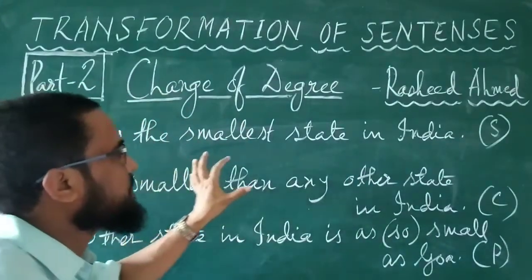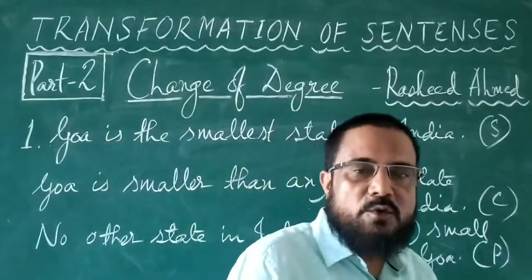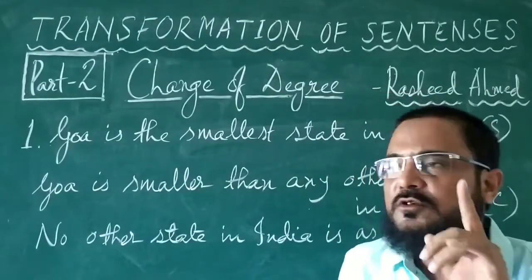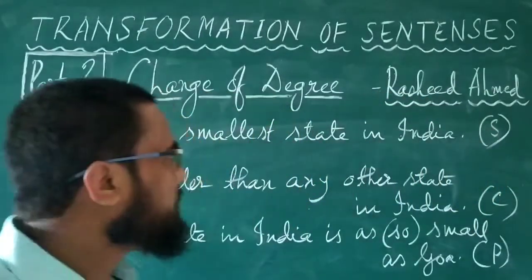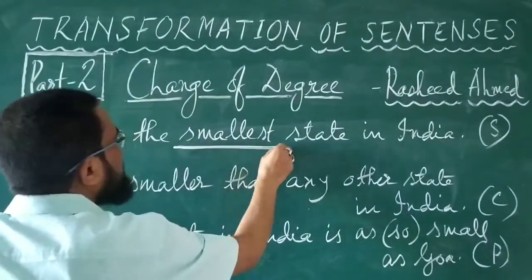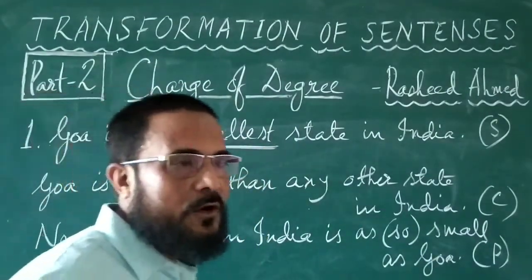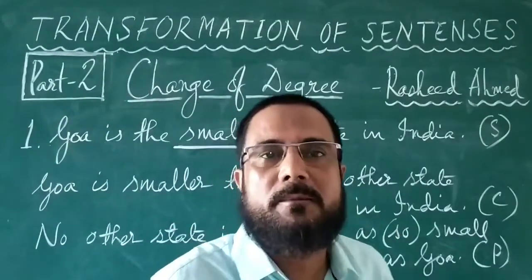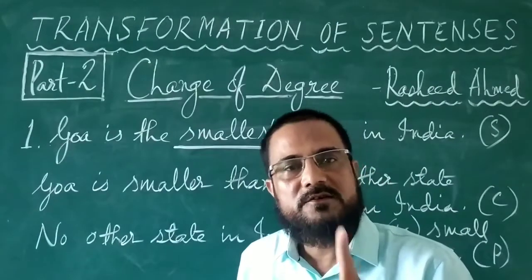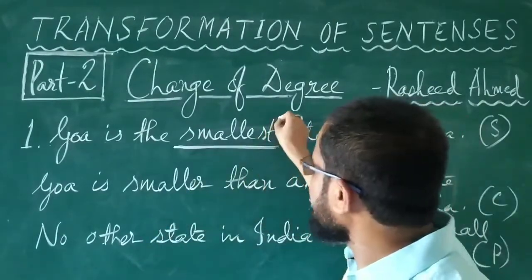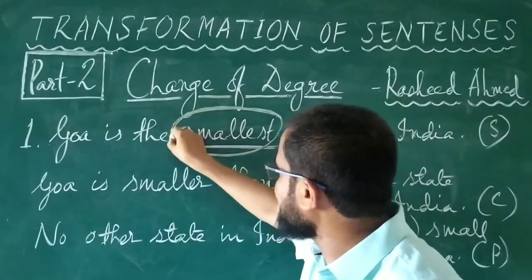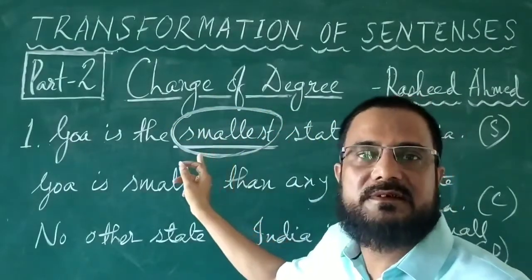Goa is the smallest state in India. This sentence is in superlative degree. How do we know? Because in this whole sentence, there is an adjective, smallest, and this smallest is in superlative form. Its positive form was small, smaller, smallest. So since the adjective is in superlative form, this sentence is a superlative degree sentence.